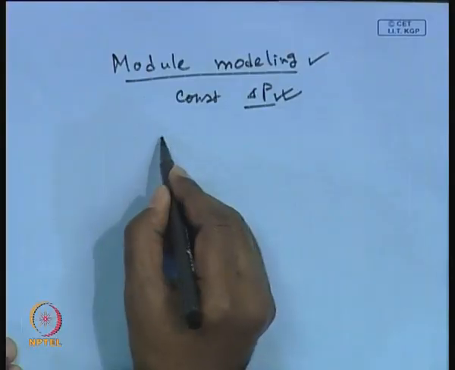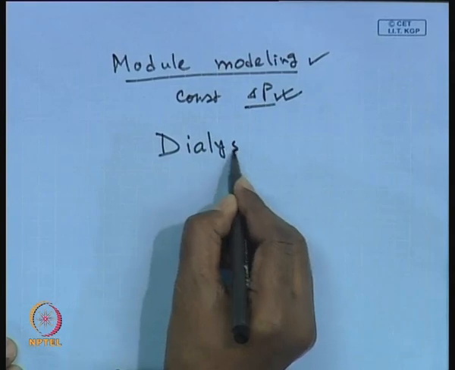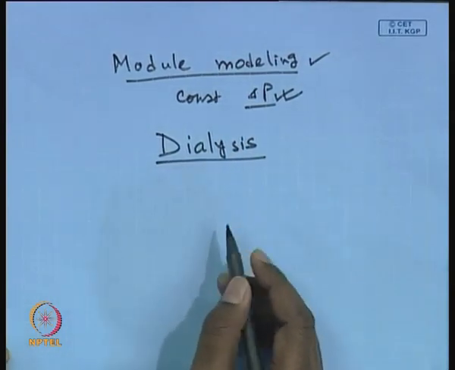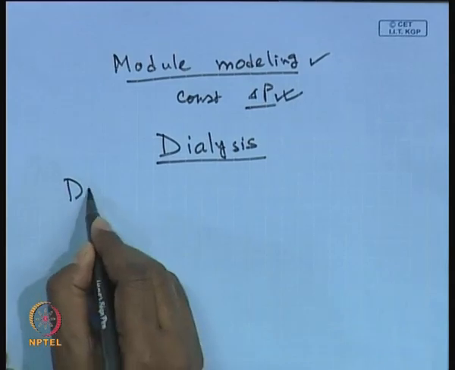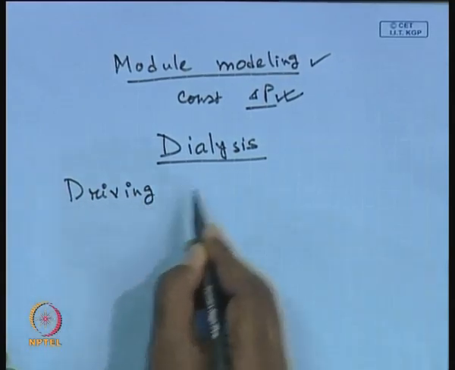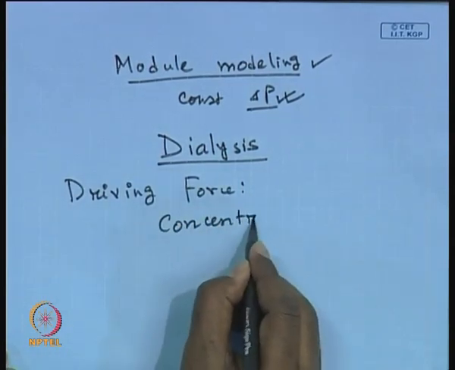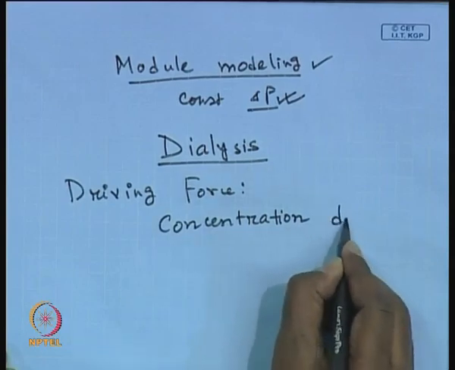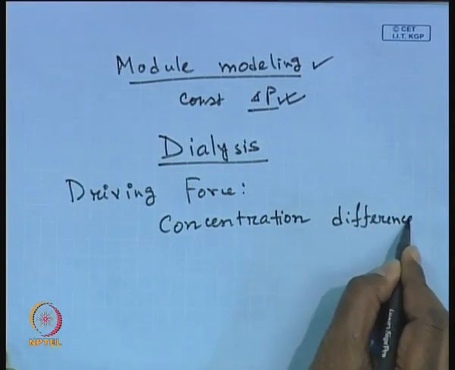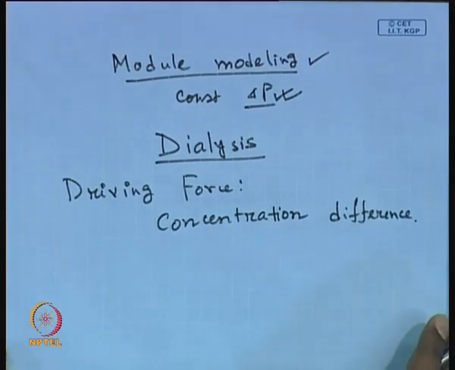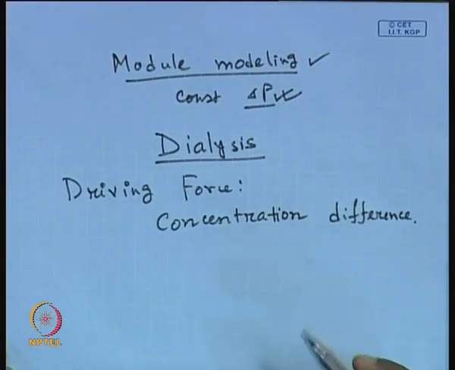Okay. Then we will go to the next membrane based separation process, that is dialysis. Now, in dialysis, the driving force is the concentration difference. Till now, we have looked into the pressure driven membrane based separation processes. For example, reverse osmosis requires very high delta P, the operating pressure. It is generally in the order of 25 atmosphere to 40 atmosphere or even higher.